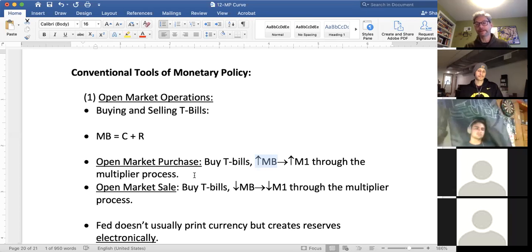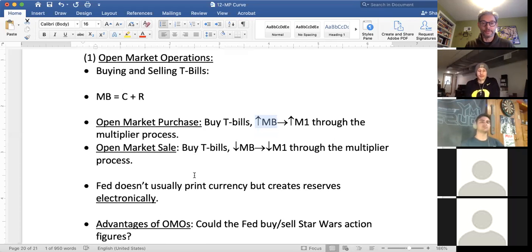So that's typically how the Fed actually does control the money supply, is they control the monetary base. And then how do they increase or decrease the monetary base? By buying or selling T-bills, right? Hopefully that all is familiar to you.